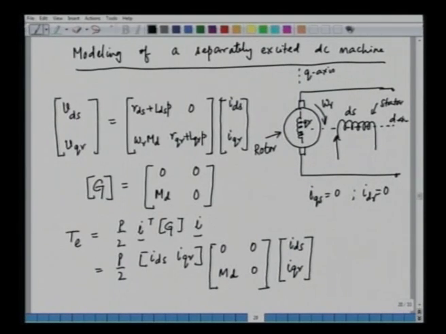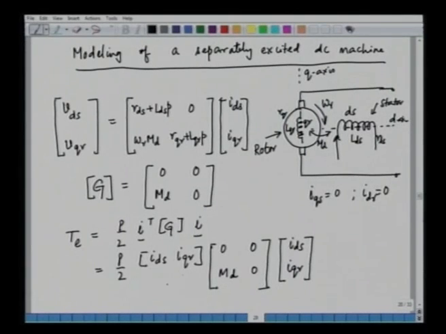And if we do this, MD is the mutual inductance between the stator d axis and the rotor d axis. This is actually MD. And LDS is the self inductance of the stator. LDR, LQR is the self inductance of the rotor. So, these are the various inductances here. And similarly, the resistance of the stator winding is RDS and the resistance of the rotor q axis winding is RQR.